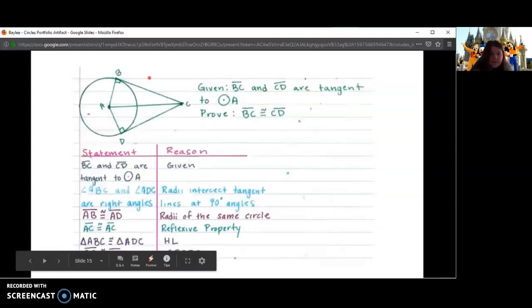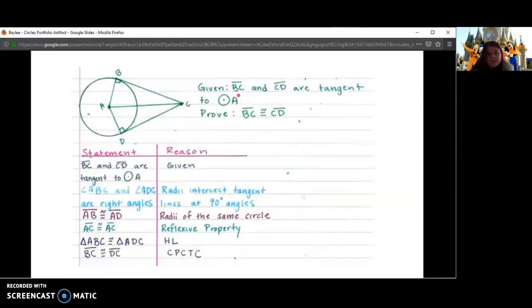This is a proof based on quadrilaterals with circles. So we're given that BC and CD are tangent lines to circle A, and we need to prove that BC is equal to CD. Well, we know from what we've already learned that that's true, but we have to explain it. So the explanation is that we have to start off with our given, and our given is found up here, that BC and CD are tangent to circle A. So we already know that information.